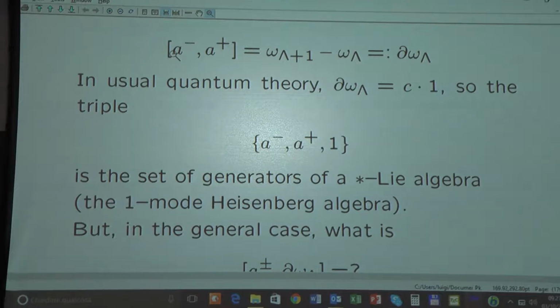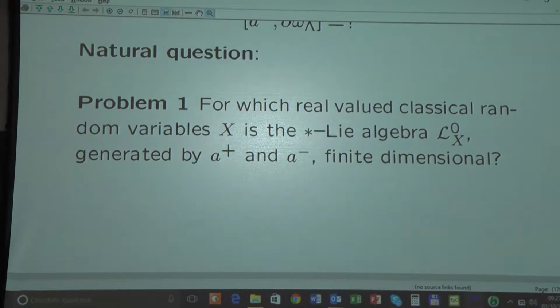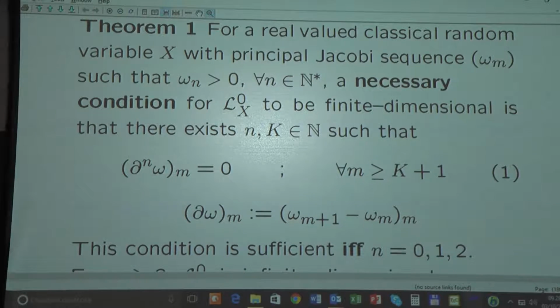And so we can ask, under which condition is the algebra generated by A minus and A plus finite dimensional? Of course, this algebra must contain this operator. And so you understand that the difference operator will play a role. Okay? And so this is the question. And the theorem is, if you take a single real-valued random variable, then you have a necessary condition. Remember, delta is the finite difference operator. So the necessary condition is that the principal Jacobi sequence satisfies a difference equation starting from a certain point on of the natural numbers. So the initial condition is not at 0, but at k plus 1, let us say.